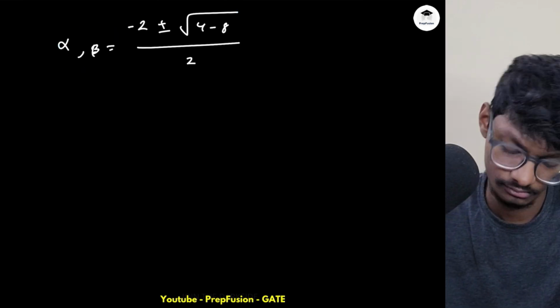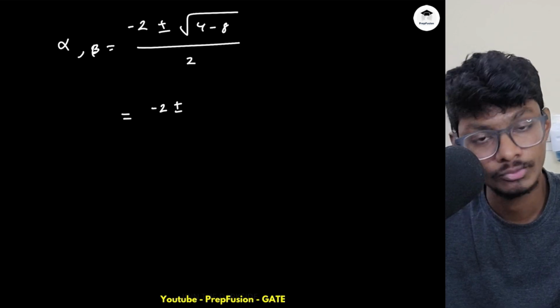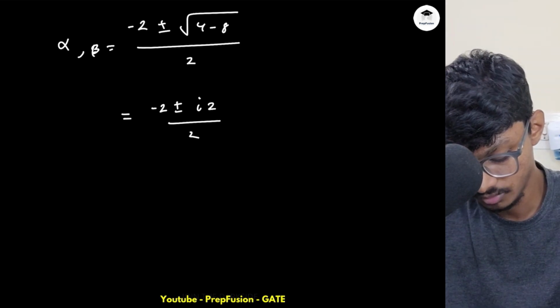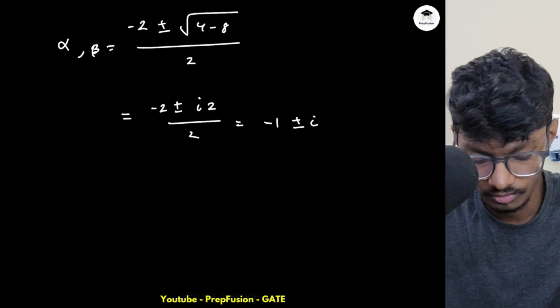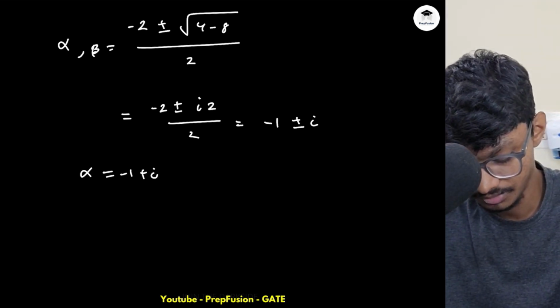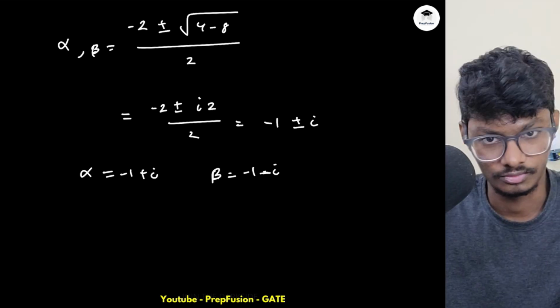So minus 2 plus minus, what is this? Under root of minus 4, which is i 2, divided by 2. So it is minus 1 plus minus i. Okay, so alpha, I can assume alpha is anything. Alpha is minus 1 plus i, and beta, let's say, is minus 1 minus i. Now what can you do?